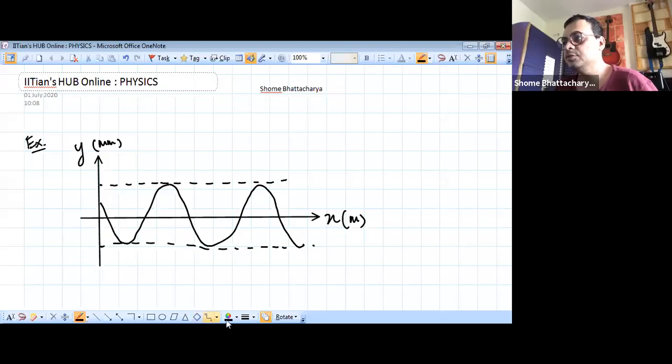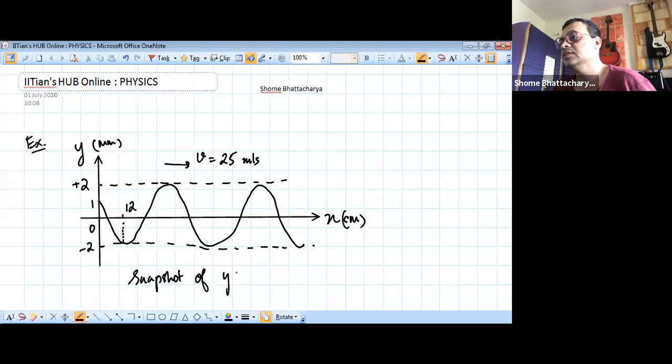This is a snapshot picture of a transverse mechanical wave. So this is, let us say, plus 2, this is minus 2, this is 1. And this point over here is, well, let us say this is in centimeters rather than meters. This is traveling with a speed of 25 meters per second.